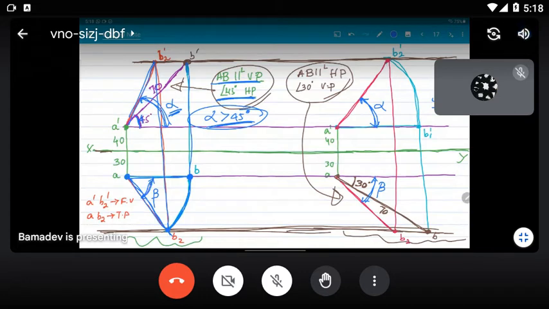Similarly, what is the significance of beta here? In same way, you can analyze beta. You can see here, beta also you will see greater than 30 degree. Actual inclination is 30, but the angle visible to you, the apparent angle to your eye, is more than 30 degree.